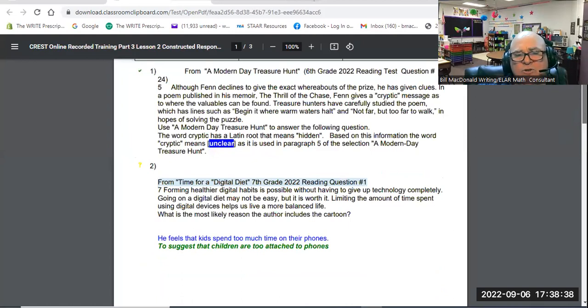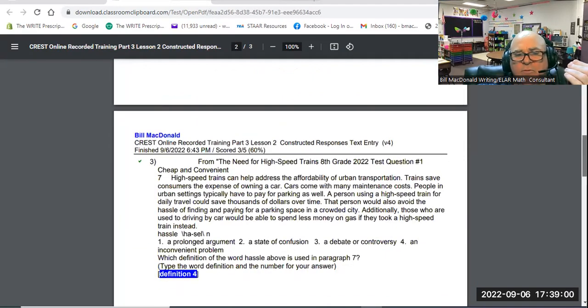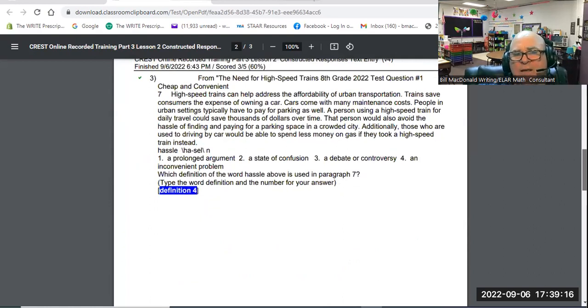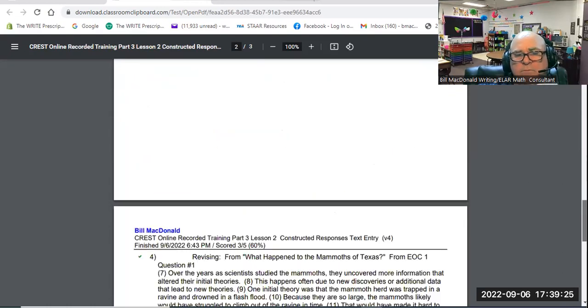He feels that kids spend too much time on their phones was the answer that I wrote to suggest that children are too attached to phones. Since those two answers are pretty much the same thing, I'm going to give credit for that. Number three, definition four is correct. And again, so that we don't have an issue, we did tell them to type the word definition and the number because I don't want kids getting answers wrong just because they don't have the exact words. Too many programs that I tried out were making it be exact. So now I've got 4 out of 5.